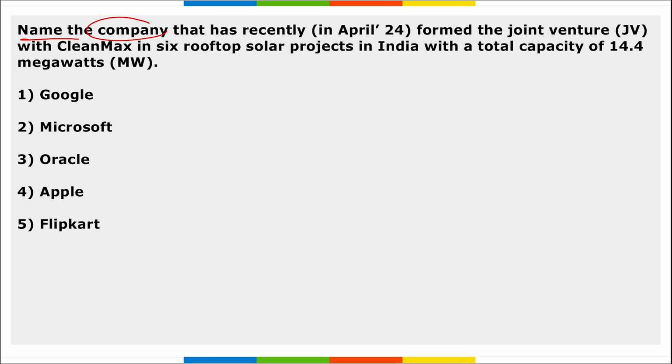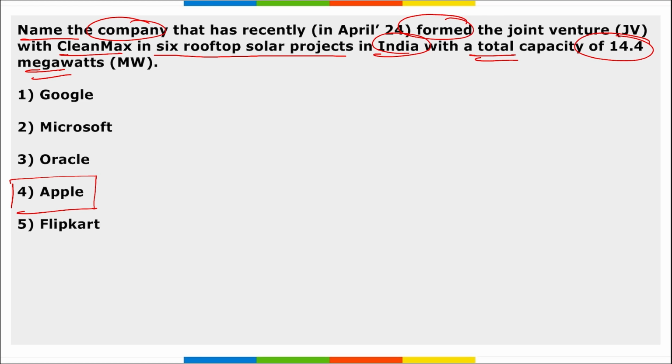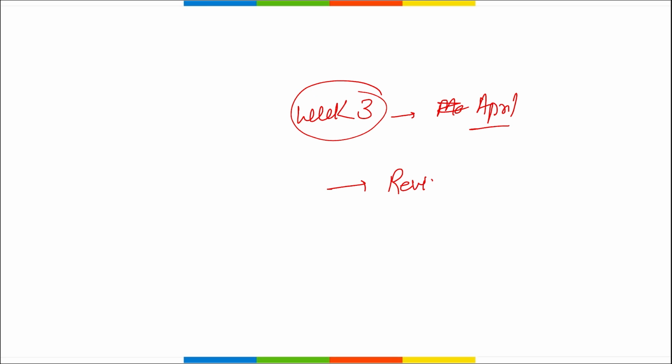Next, name the company that has recently formed the joint venture with CleanMax in 6 rooftop solar projects in India with a total capacity of 14.4 megawatts. It is Apple, right? Apart from this, remember, these were your important current affairs for the week 3 of the April month. Now let's move to some revision part that will also benefit your learning.